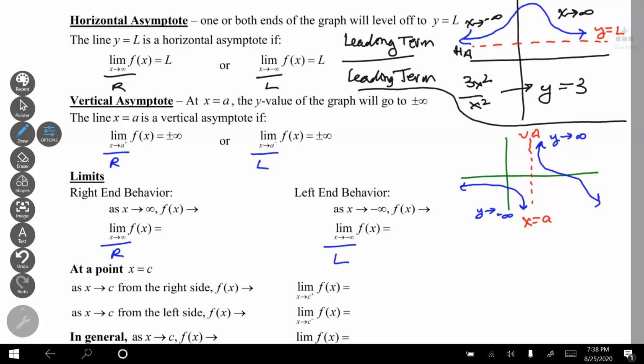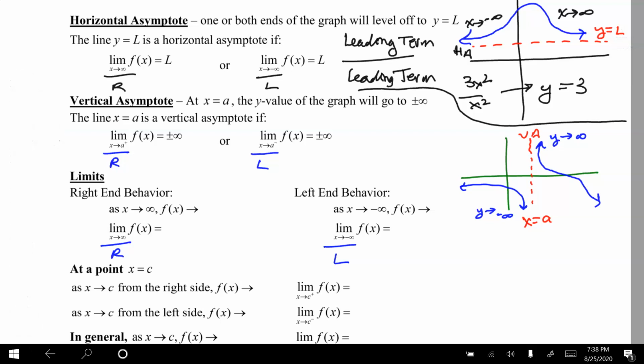Vertical asymptotes, horizontal asymptotes are an example of end behavior. But the end behavior doesn't have to be level. The end behavior could be up or down forever. Sometimes there's no end behavior, if you remember your sine and cosine graphs.